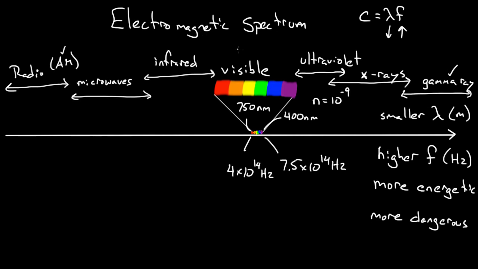So this is the electromagnetic spectrum. The visible range is a small region of it. We can't see anything outside of that, but these waves are extremely useful in a lot of different cases and dangerous, so you need to know about the electromagnetic spectrum.